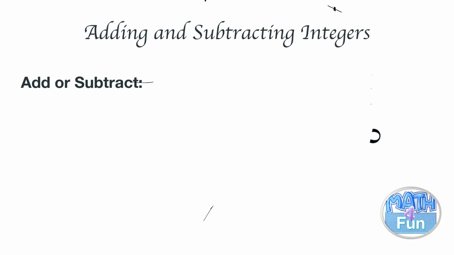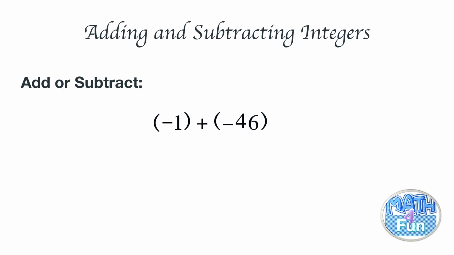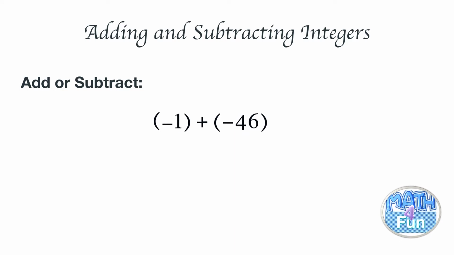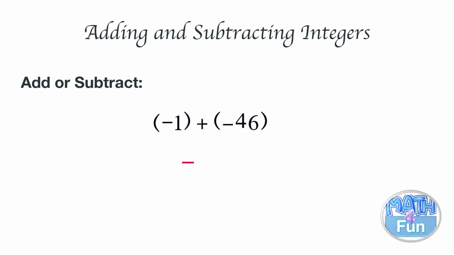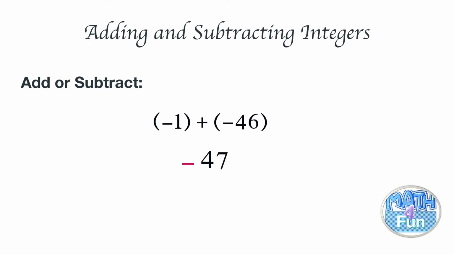Let's look at that. Also here, both numbers have the same sign. Here we have minus 1 plus minus 46. If you want to add them, since they both have the same sign, we can write minus, and we add 1 and 46. 1 and 46 is 47, and the answer is going to be minus 47.